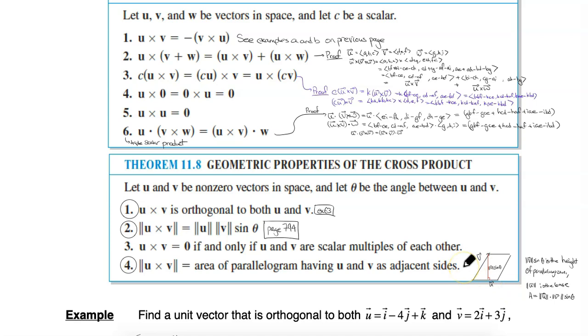Property 4, when we look backwards, also explains why u cross v equals 0 if and only if u and v are parallel. Indeed, if u and v are parallel, then the parallelogram, well, doesn't exist. It's flat, it has an area of 0. And vice versa. The only way you could have a parallelogram with area 0 is if the two vectors are parallel. We will agree that if one vector is 0 itself, that's parallel to everything.